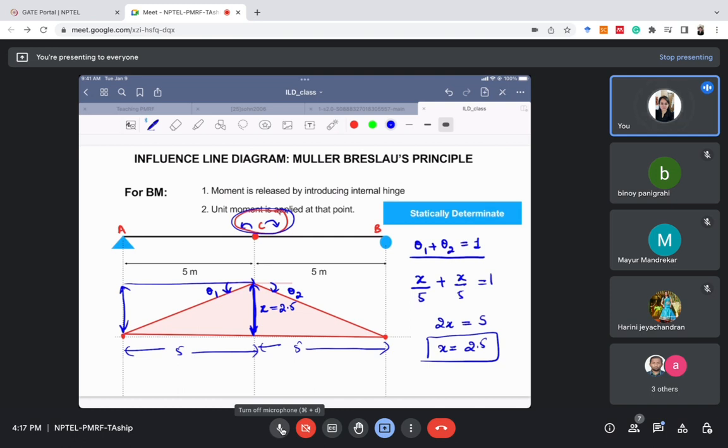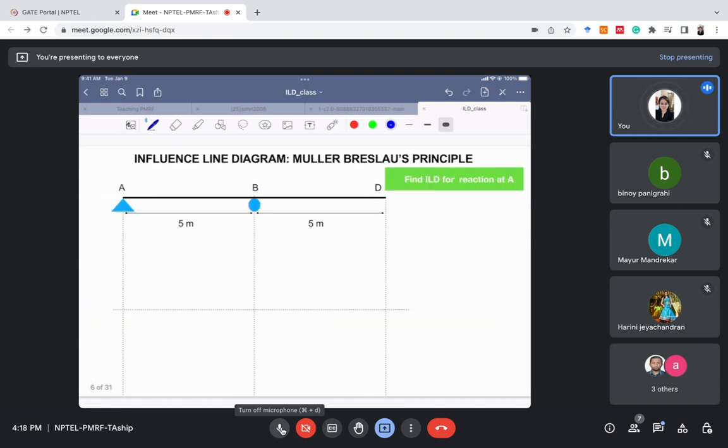Right, so these are the three things we have to keep in mind: the ILD for reaction, ILD for shear force, and ILD for bending moment. Okay, let's solve one example problem here. Suppose we have to find the ILD for reaction at A.